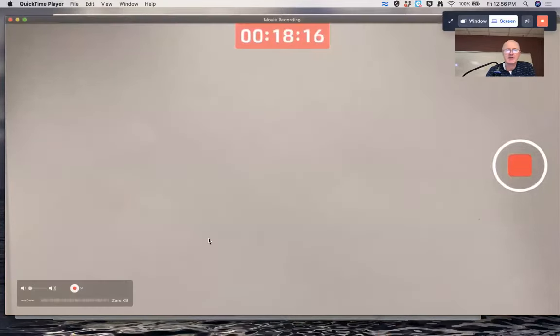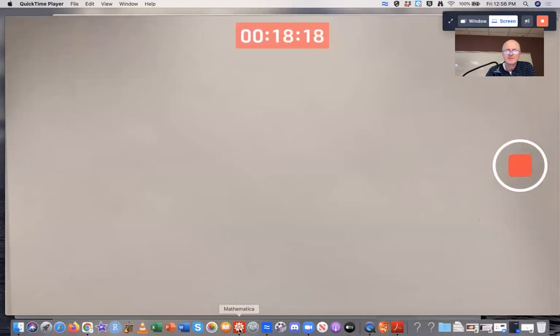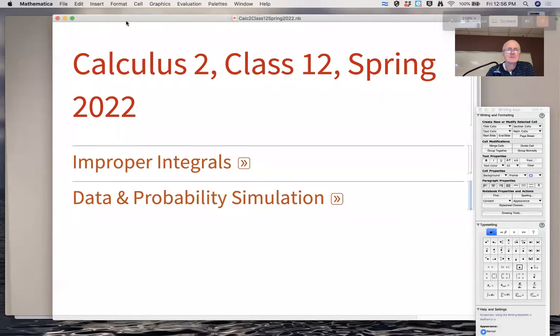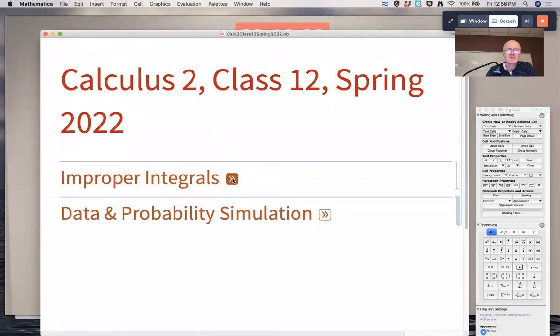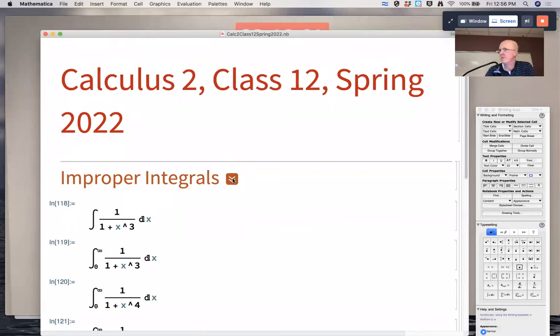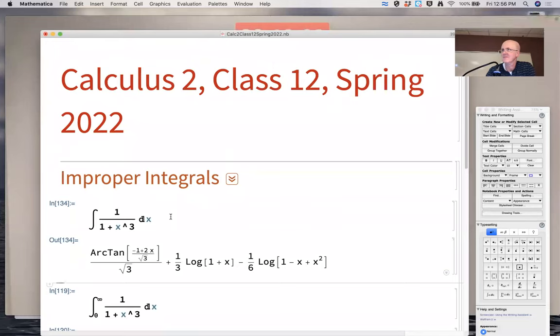To motivate what comes next, I'm going to have Mathematica do a few calculations. So we just integrated 1 over 1 plus x squared. Can you integrate 1 over 1 plus x cubed? Sure. And I hope it's not even too surprising that the answer involves arctangents and logarithms.